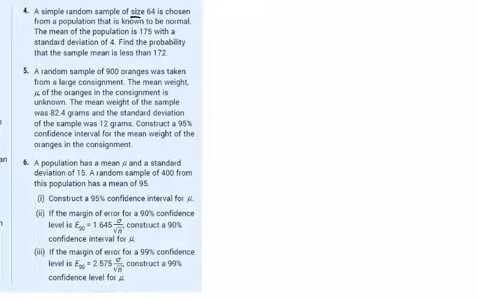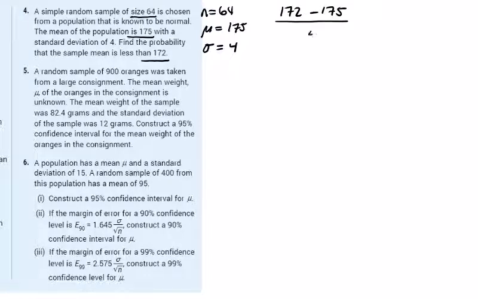A simple random sample in this question, n is equal to 64. The mean of the population is 175. Find the probability the sample mean is less than 172 when the standard deviation of the population is 4. So we're testing 172 against 175, and we're dividing by 4 over the square root of 64. So minus 3 divided by 4 over 8, minus 0.5, is equal to minus 6.